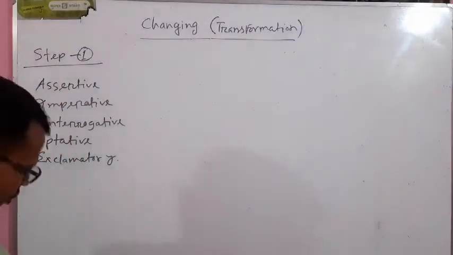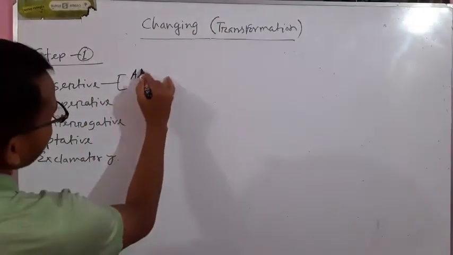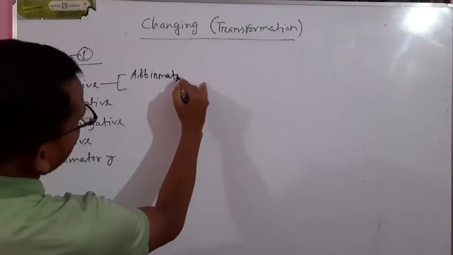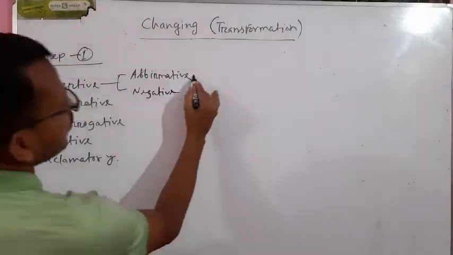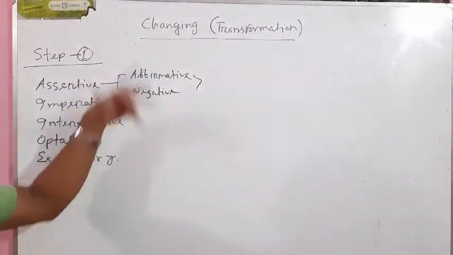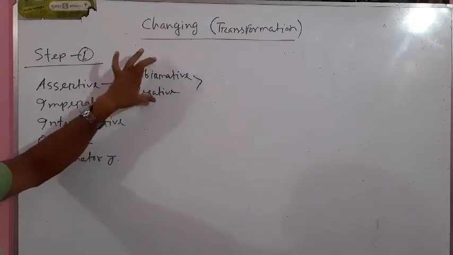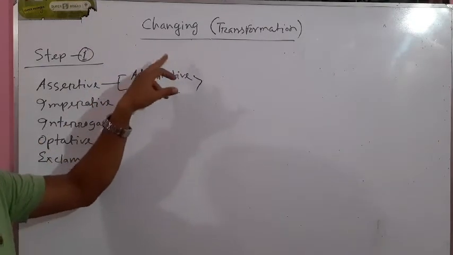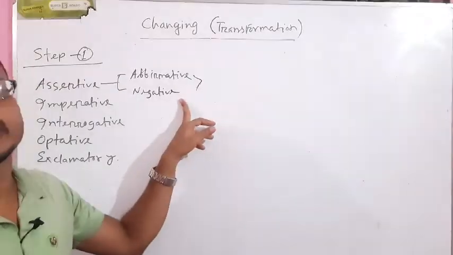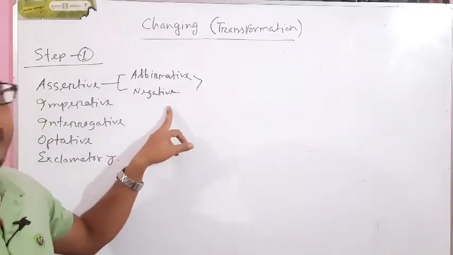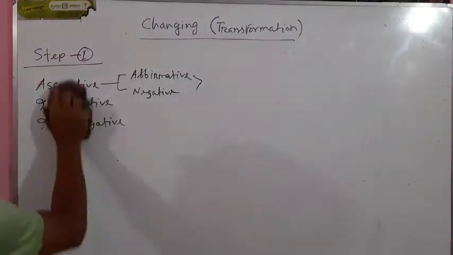Now one thing should be mentioned: from step one, assertive sentences are of two kinds, affirmative and negative. One question is very common from this part, from affirmative to negative or from negative to affirmative. You will find one mark from this part. So today I will try to show you how to change an affirmative sentence into negative. There are so many rules. I will start from the beginning and go by the preliminary rules. Okay, let's start step one.